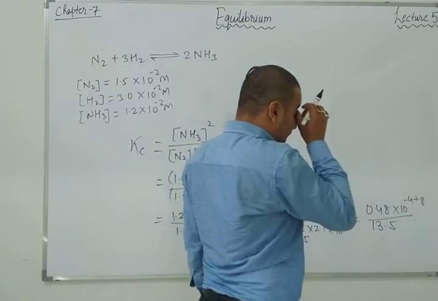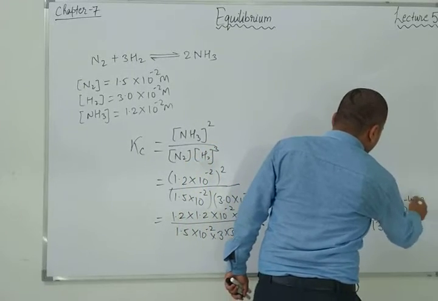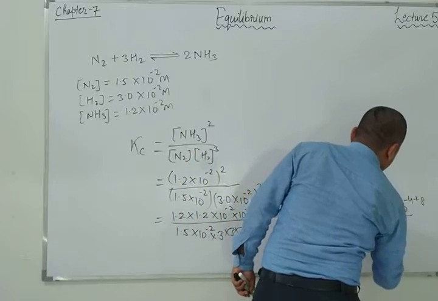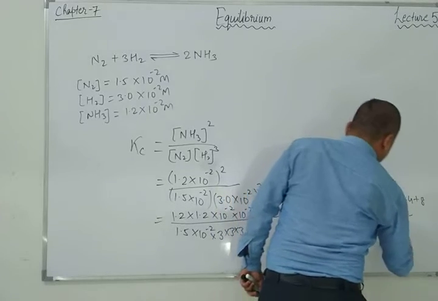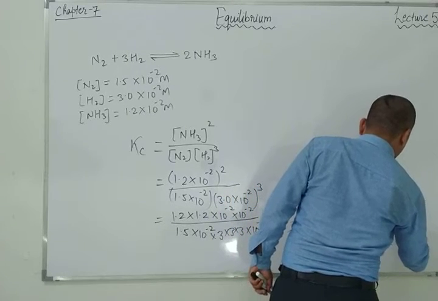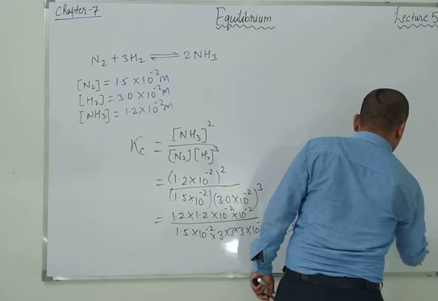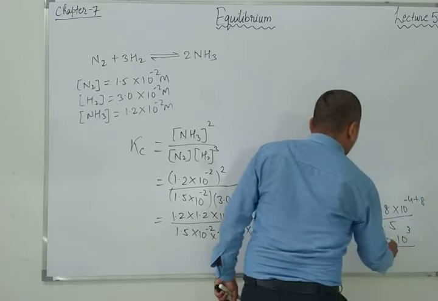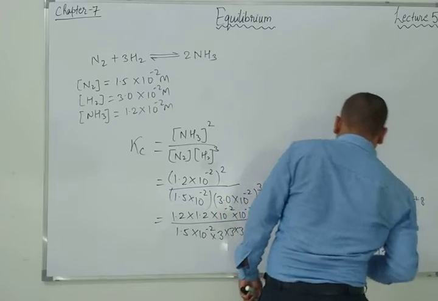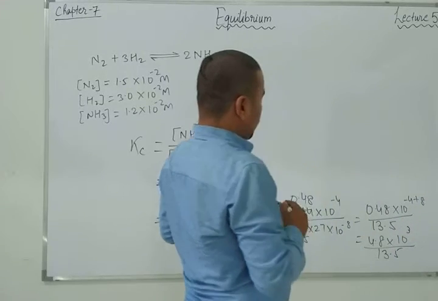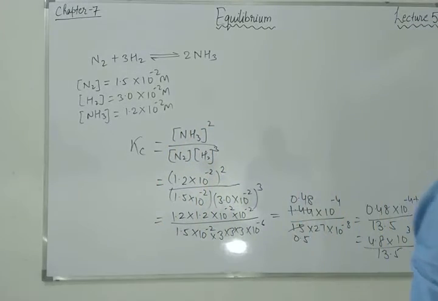Now you can write this in the form of 4.8 into 10 to the power 4, sorry, 10 to the power 3, not 4, 10 to the power 3, upon 13.5, right? After dividing 4.8 by 13.5, what will be the value? As we divide, the value will be 1.06.